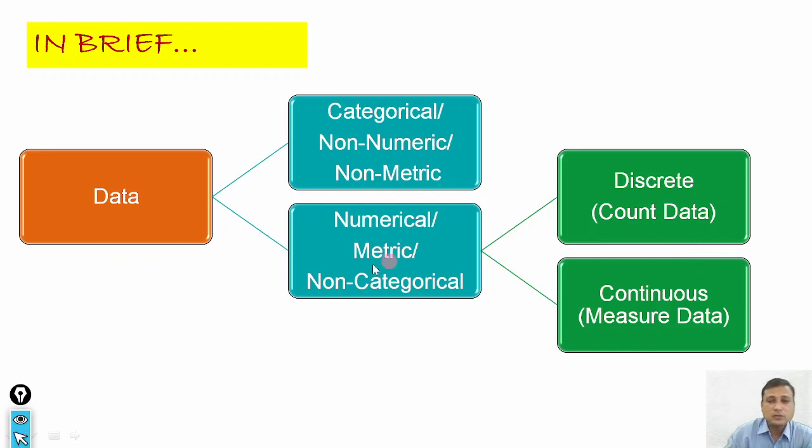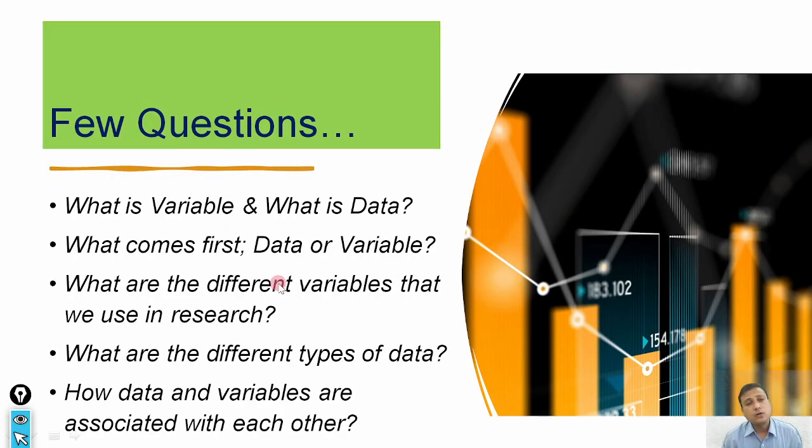Fine. So I'll go to the last slide. Here are the questions which I had asked you at the beginning of this lecture, and I hope that we have answered all of them. What is variable and data? That we have seen. What comes first, data or variable? That also we have addressed. What are the different variables that we use in research? That also we have addressed. What are the different types of data? That also we have seen. And how data and variables are associated with each other, that part we have addressed well.